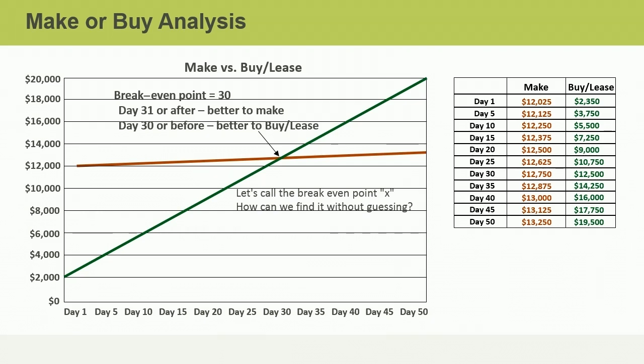From day 1 to day 30, it is better to buy. This is because our initial investment of $12,000 takes until day 31 to become worthwhile. From day 32 on, it is better to make the equipment in-house because the $350 per day in system support cost from the vendor begin to add up and eventually exceed the cost to make.